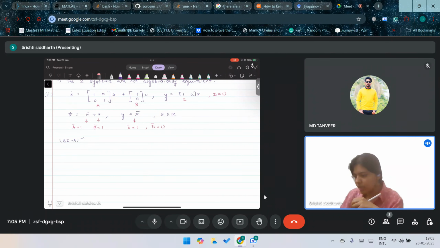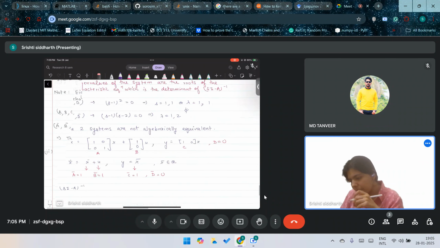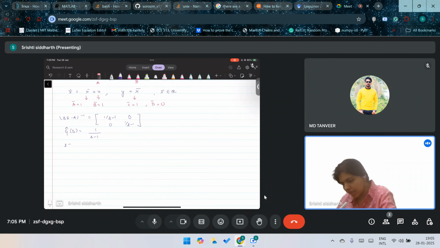We have the previous system, this was the same one. So (sI minus A) inverse is 1 upon s minus 1, 1 upon s minus 1, 0, 0. And G hat of s was simply 1 over s minus 1. Okay, so let's see what is (sI minus A bar) inverse. In this case, the identity matrix is just the scalar one. So we have (s minus 1) inverse.